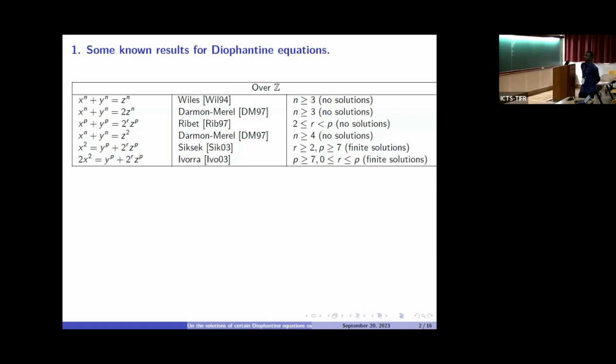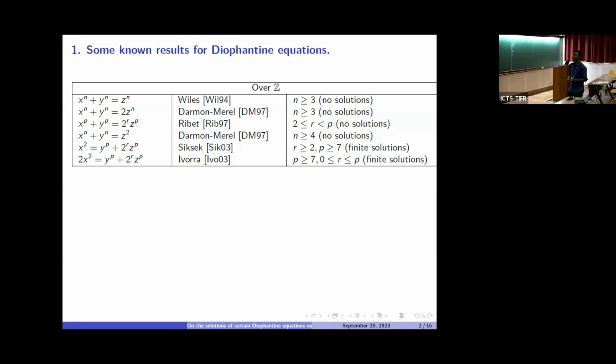And then in 1997, Darmon and Merel also studied the equation x to the power n plus y to the power n equal to z square. They proved that this equation has no non-trivial primitive solution for n greater than or equal to 4. Then Siksek in 2003 studied the equation x square equal to y to the power p plus 2 to the power r z to the power p, with r greater than or equal to 2 and p greater than or equal to 7. He proved that there are only a finite number of solutions for this equation.